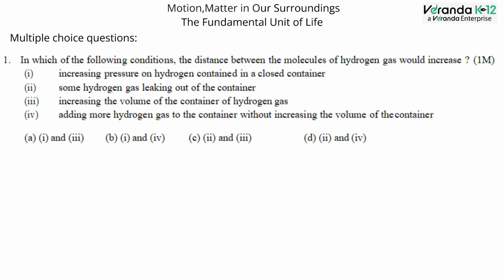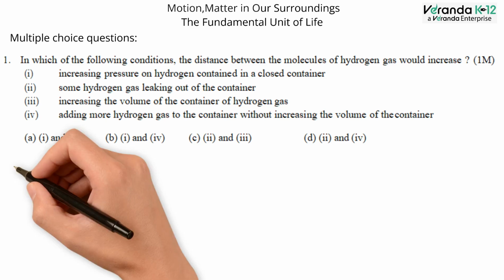1. Increasing pressure on hydrogen contained in a closed container. 2. Some hydrogen gas leaking out of the container. 3. Increasing the volume of the container of hydrogen gas. 4. Adding more hydrogen gas to the container without increasing the volume of the container. Options: A, 1 and 3; B, 1 and 4; C, 2 and 3; D, 2 and 4.